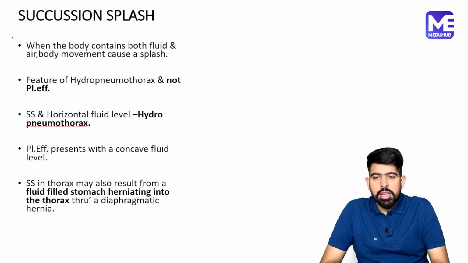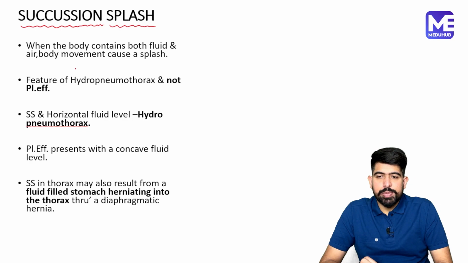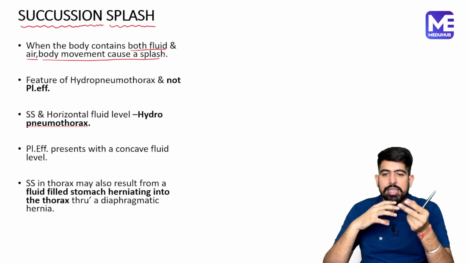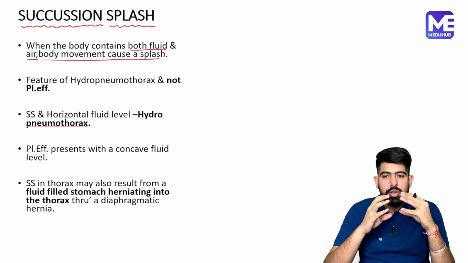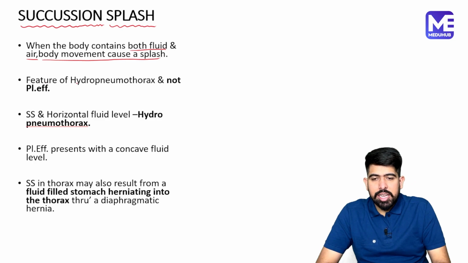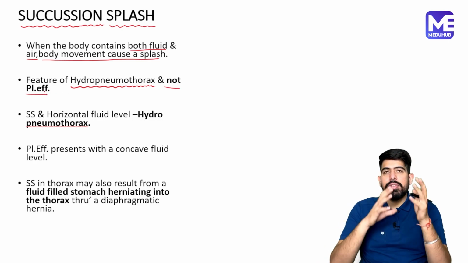Now what you have to do is the succussion splash. What is happening in the succussion splash? Please remember, when the body contains both fluid and air, the body movement causes a splash, right? What does that mean? When the body contains both fluid and air and the body moves, the movement causes a splash. Like the feature of hydropneumothorax, as I already told you, and not in pleural effusion. This is the feature of hydropneumothorax.